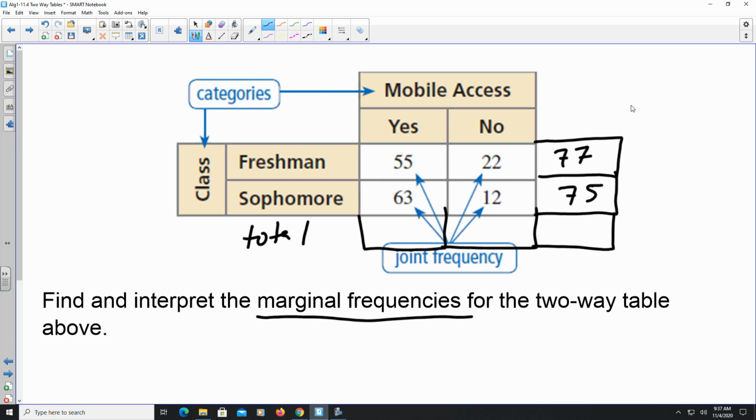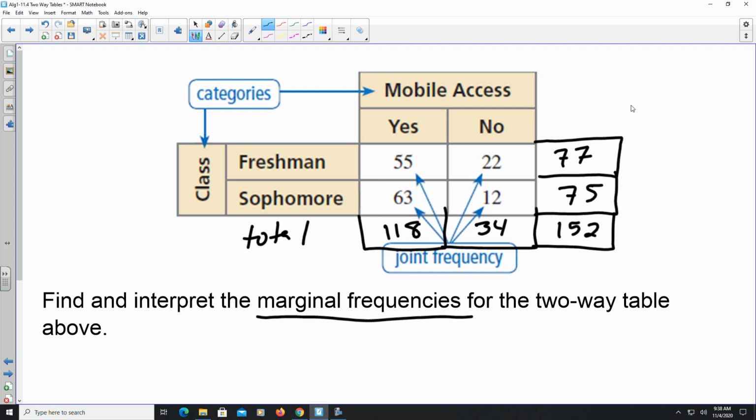Between freshmen and sophomores, we can say that 118 said yes, they had mobile access, and between freshmen and sophomores, you had 34 that said no. So if I took 118 plus 34, and I also took 77 plus 75, we should get the same value of 152 freshmen and sophomores who took the survey. So that's how we can interpret these two-way tables.